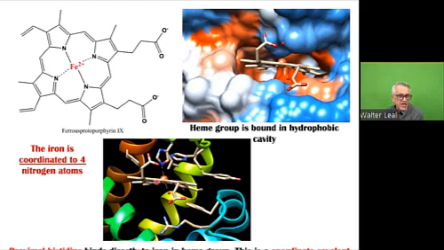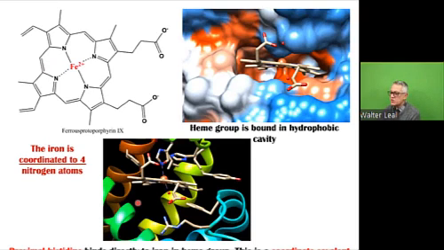Now, this heme group, this iron, has 5 coordinate covalent bonds: 4 to the nitrogens of the heme group around, and 1 to the proximal histidine. And there is one space now for oxygen or for some other ligand to bind covalently there. And on the other side, there is a distal histidine, which is not shown in this picture here.